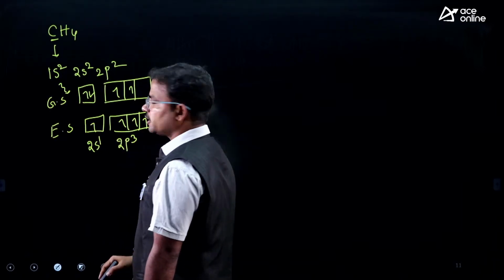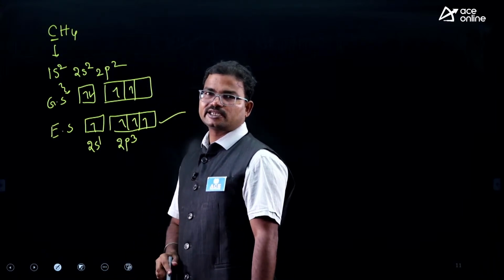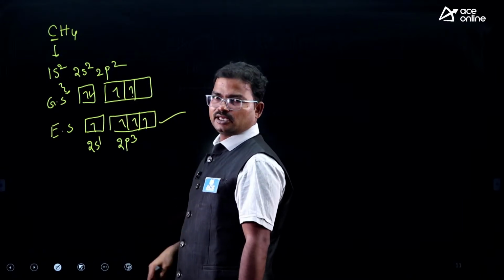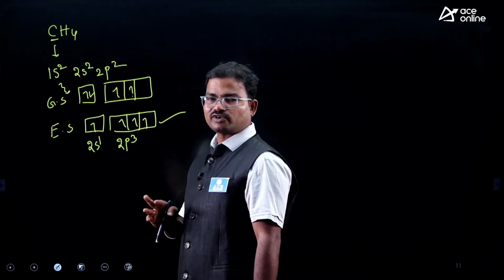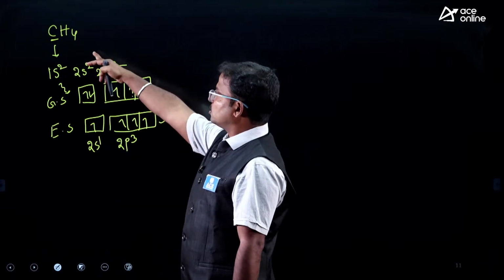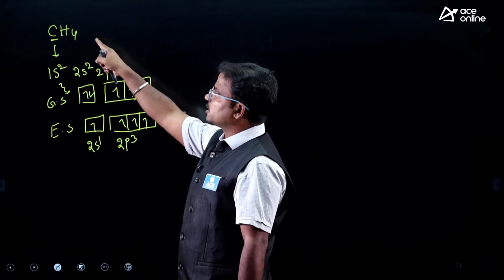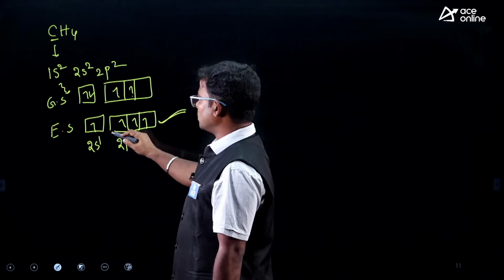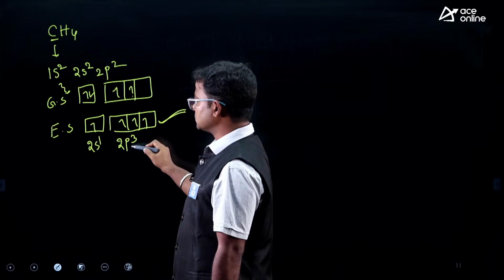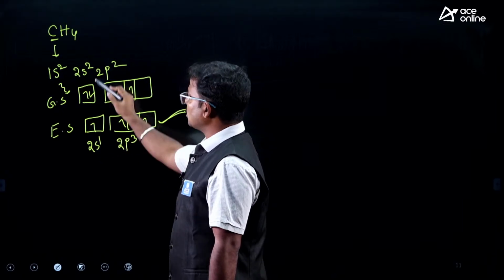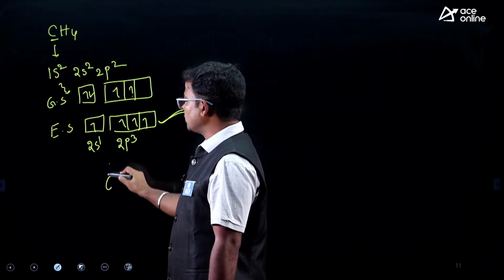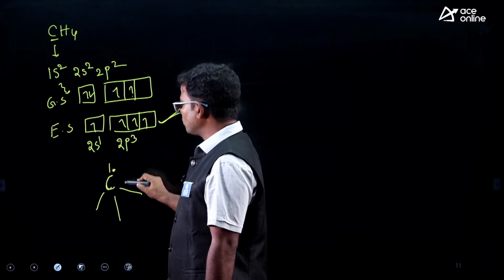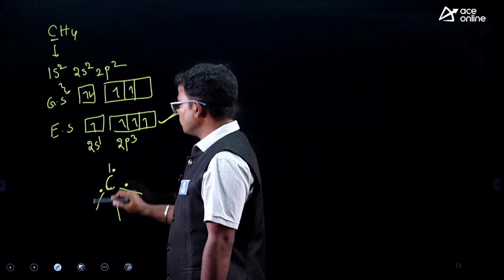So in the excited state it has 4 unpaired electrons, that's why it can form 4 bonds. Suppose you consider the ground state, it has only 2 unpaired electrons, due to that it can form only 2 bonds. But if you consider methane, carbon is connected with 4 hydrogens, due to that carbon's electron configuration is treated like this. Next, how many hydrogens are surrounded with carbon? 4 hydrogens.